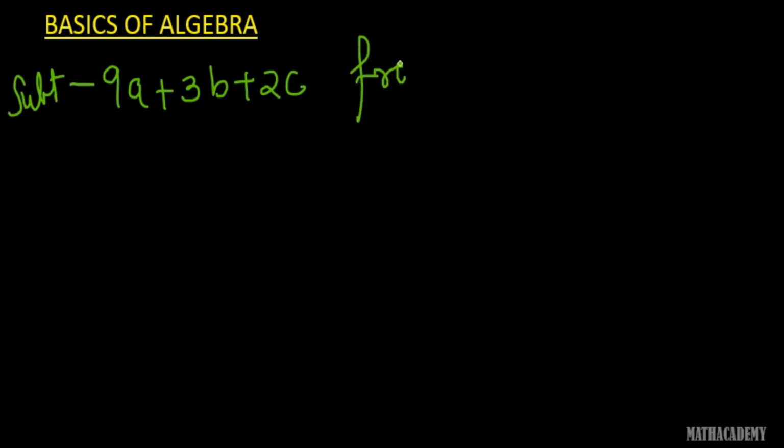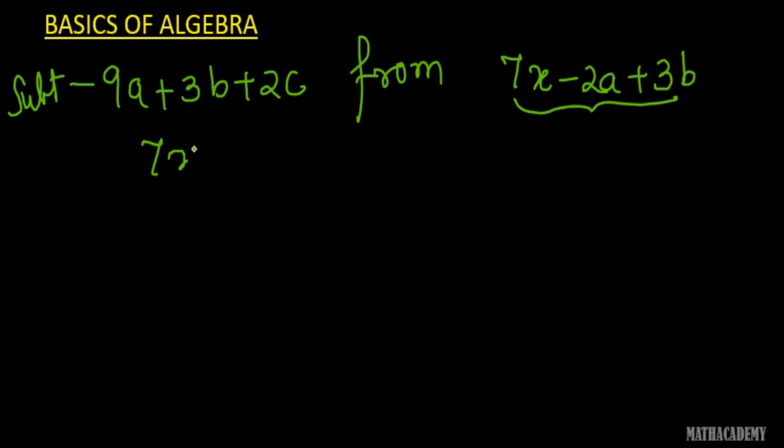Let's say negative 9a plus 3b plus 2c. Okay, and subtract this expression from 7x minus 2a plus 3b. So we will write this expression on the top. So 7x minus 2a plus 3b.